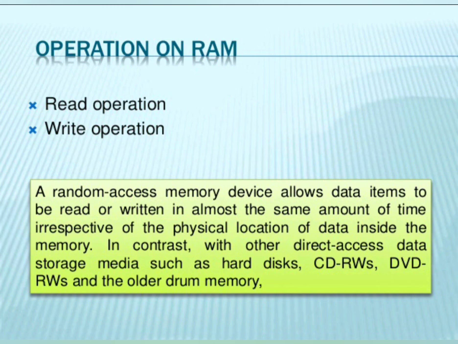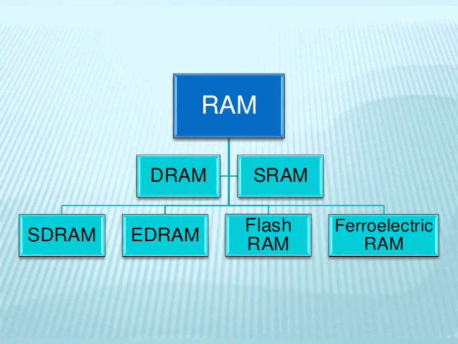A random access memory device allows data items to be read or written in almost the same amount of time, irrespective of the physical location of data inside the memory. This is in contrast with other direct access data storage media such as hard disk, CD-RW, DVD-RW, and drum memory. See the types: DRAM, SRAM, SDRAM, EDRAM, flash RAM, and ferroelectric RAM.